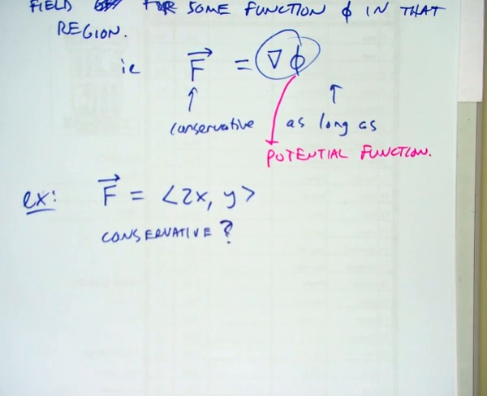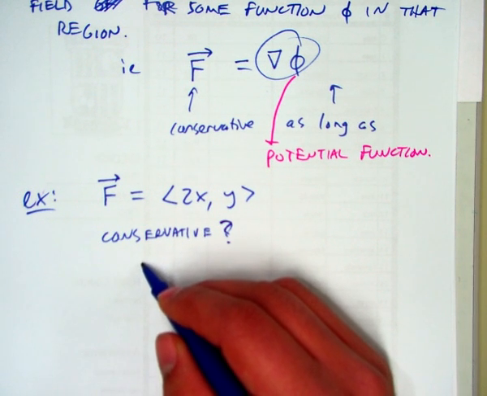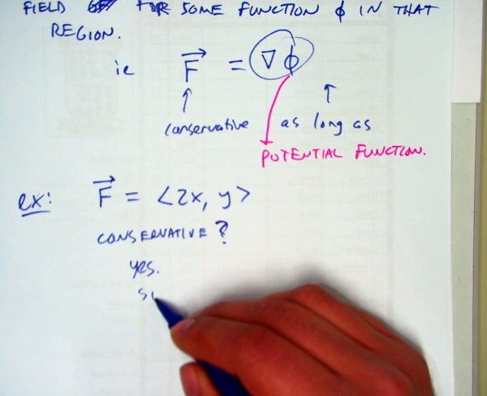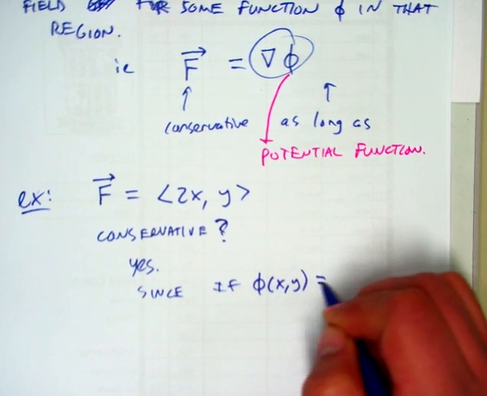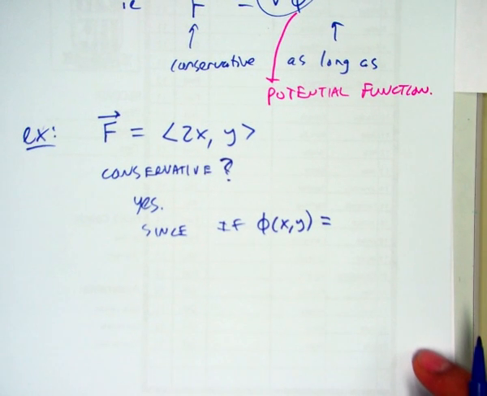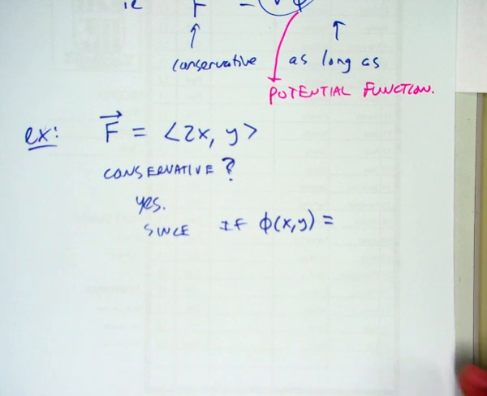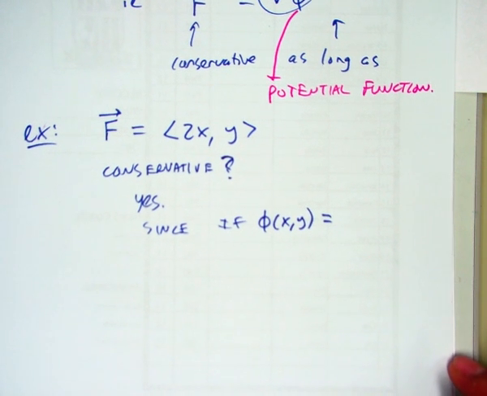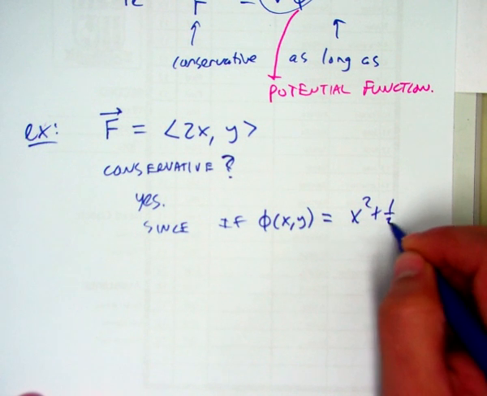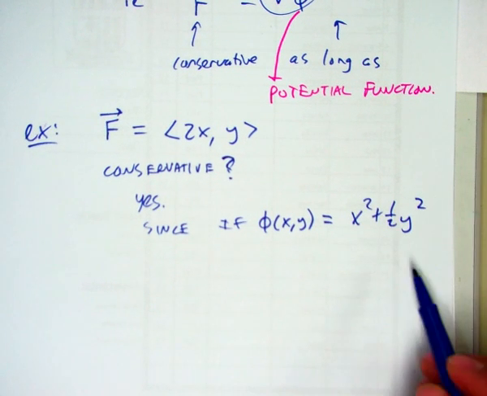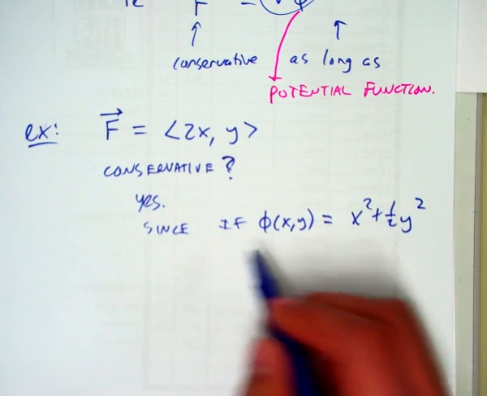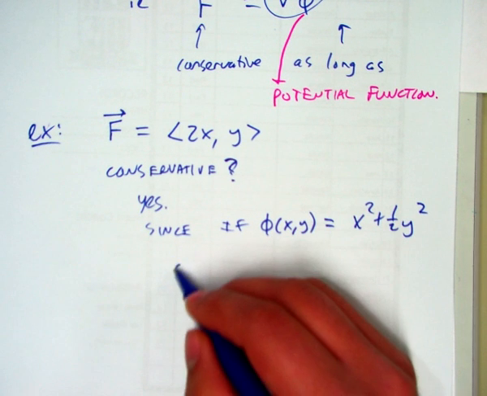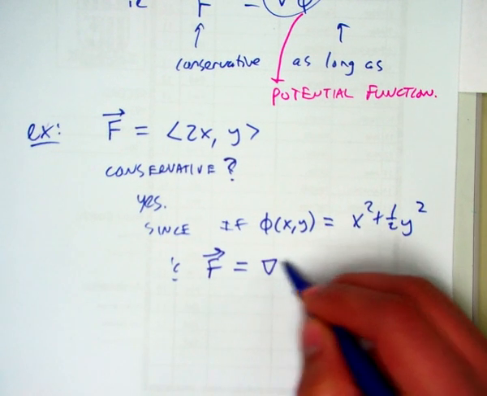Now this one, that's the question. Is this conservative or not? I'll tell you right now that it is. And the reason is, if phi of x comma y, can you guys think of a function where the partial derivative with respect to x would be 2x and the partial derivative with respect to y would be y? Makes sense? So because this vector field happens to be the gradient of this function, we say yes. And the reason again is because the vector field is the gradient of phi.